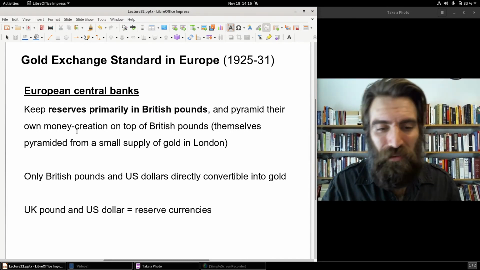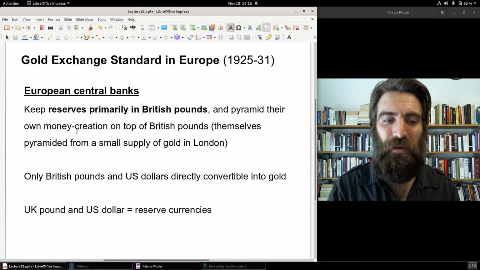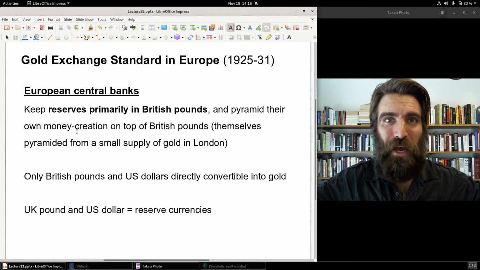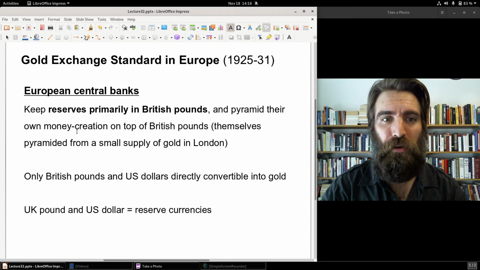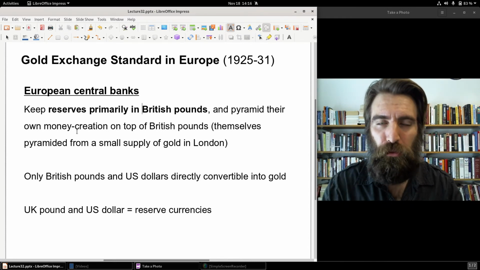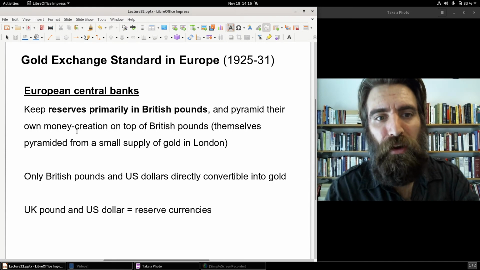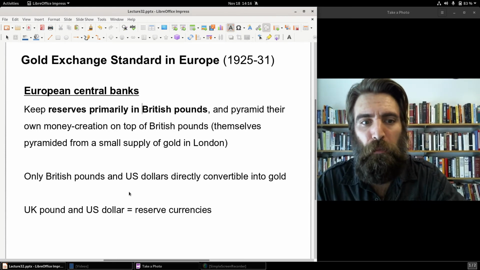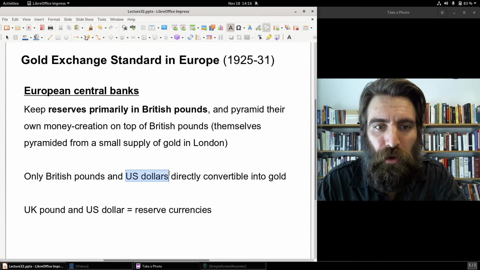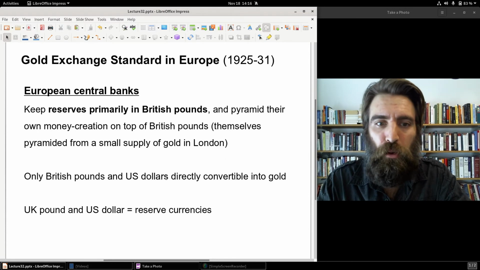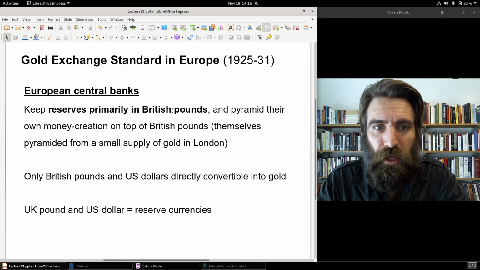So most of the central banks didn't really want to remove their sterling balances, their British pounds, from their reserves and present them for gold, because British pounds were serving them a pretty good purpose. That's how they were able to expand their own currency, expand their own credit. By the way, some of these European central banks also kept US dollars in reserve. So British pounds and US dollars, because both of these were convertible into gold.